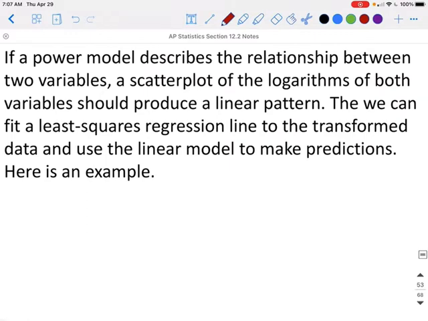If a power model describes the relationship between two variables, a scatterplot of the logarithm of both variables should produce a linear pattern. Then we can fit a least squares regression line to the transformed data and use the linear model to make predictions. Here is an example.